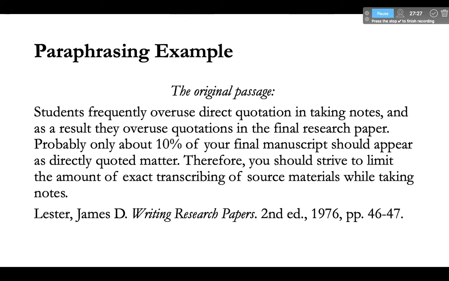So let's look at this example that we looked at for writing summaries. Students frequently overuse direct quotation in taking notes, and as a result, they overuse quotations in the final research paper. Probably only about 10% of your final manuscript should appear as directly quoted matter. Therefore, you should strive to limit the amount of exact transcribing of source materials while taking notes. So we have 3 sentences here. So when you're paraphrasing, we should be using approximately 3-ish sentences, or maybe not the same amount of sentences, but the same amount of words, because you should have your own sentence structure as well.